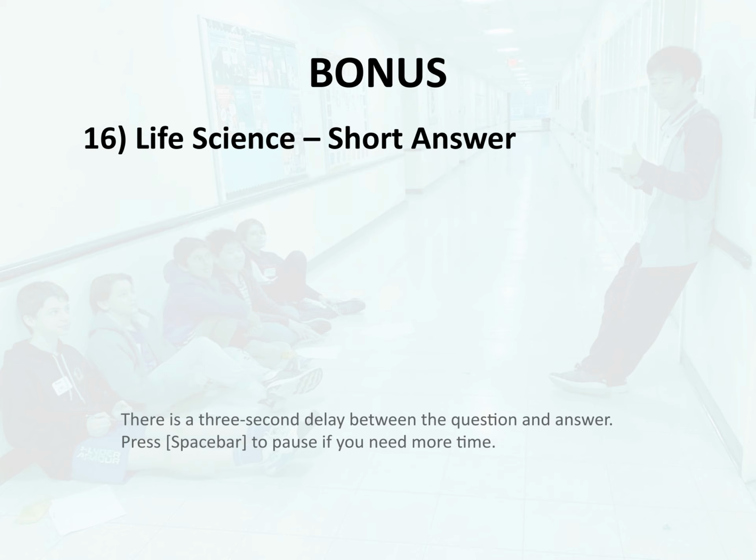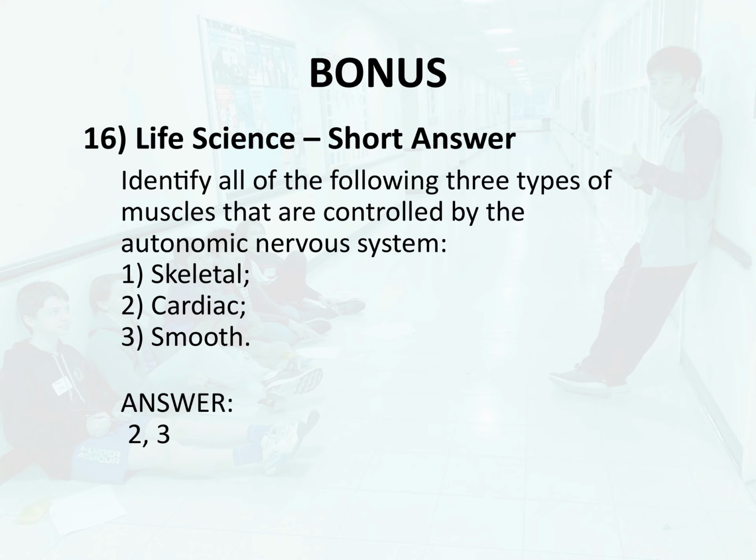Bonus 16. Life science, short answer. Identify all of the following three types of muscles that are controlled by the autonomic nervous system. 1. Skeletal. 2. Cardiac. 3. Smooth. Answer 2, 3.